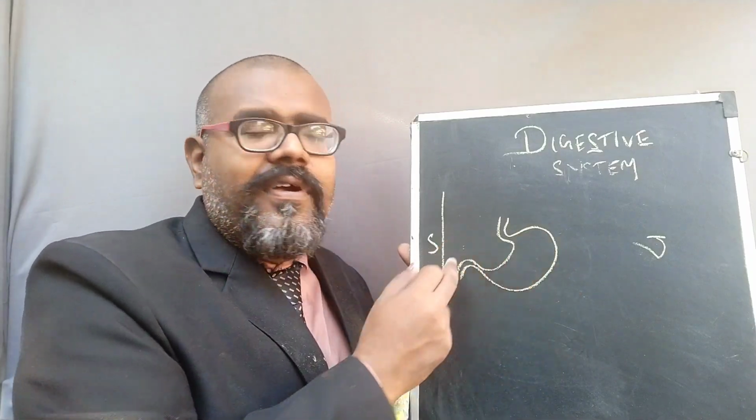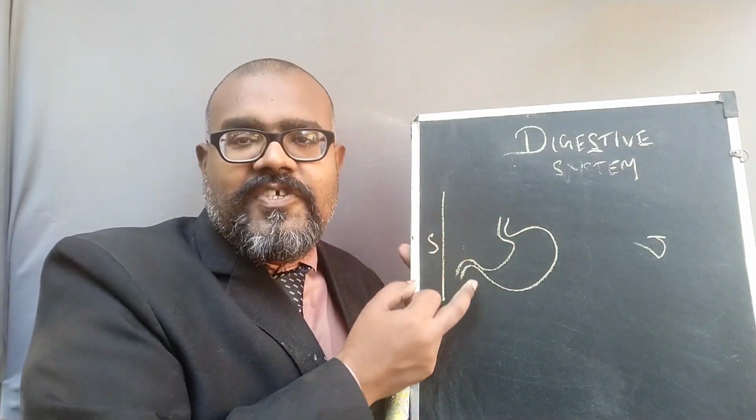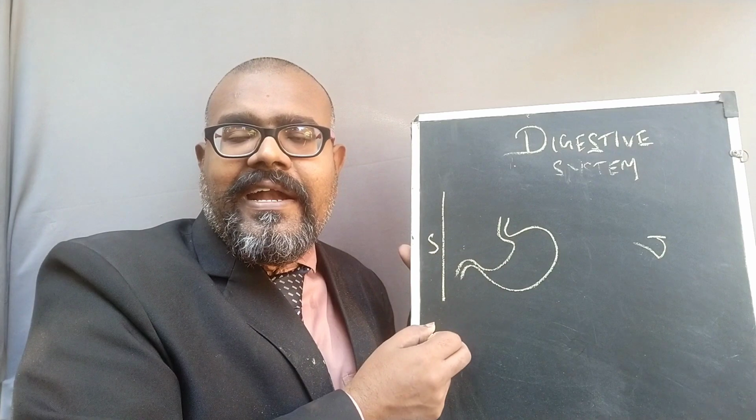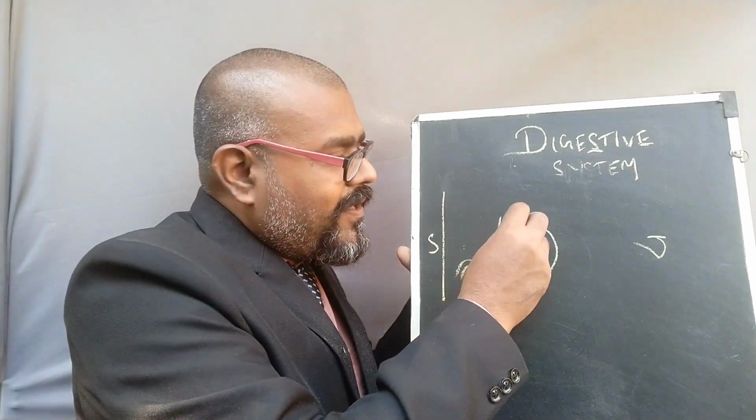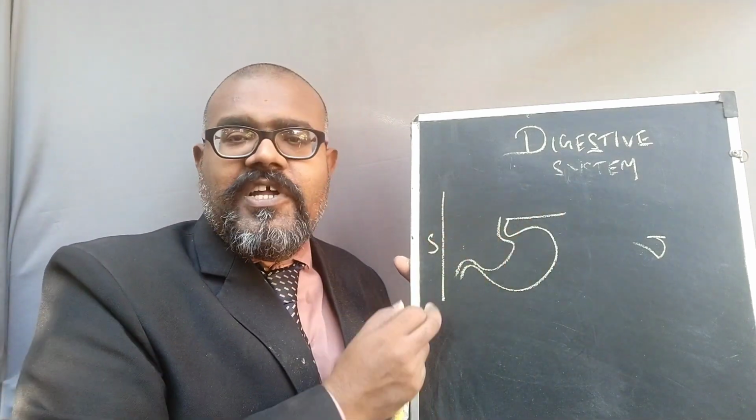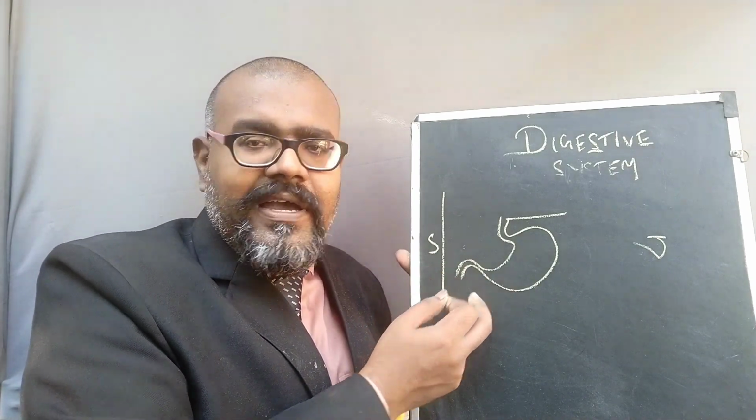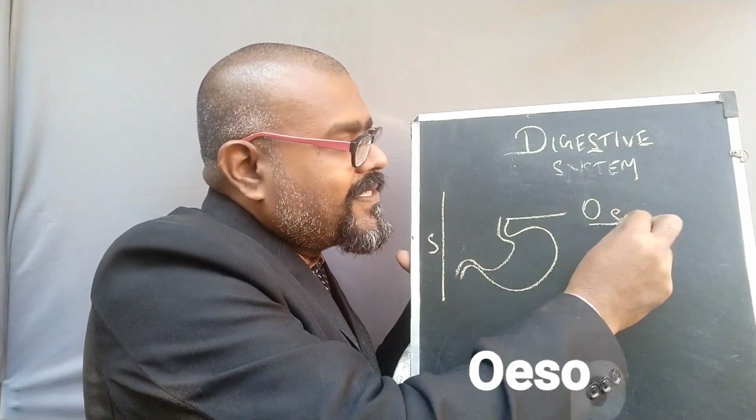Here we are going to see the parts of the stomach, and then the internal anatomy and the functions. The starting portion of the stomach consists of the esophageal sphincter muscle.